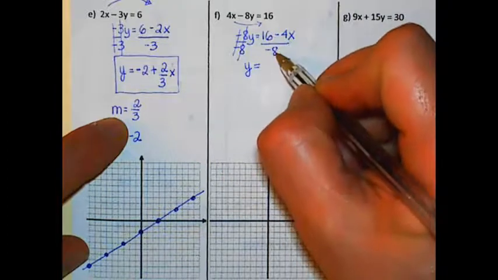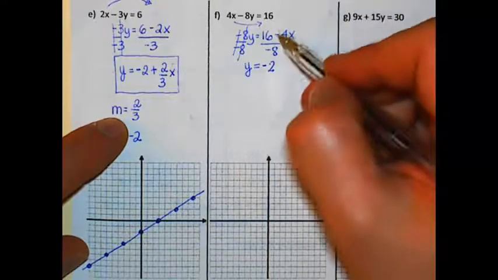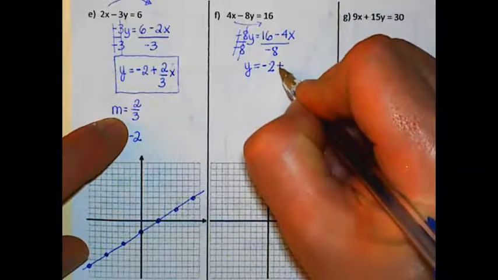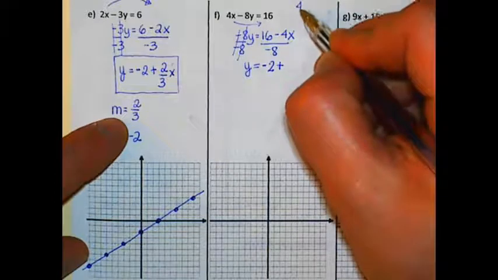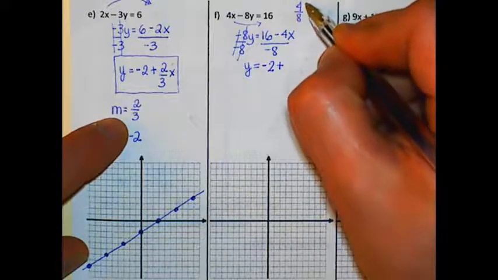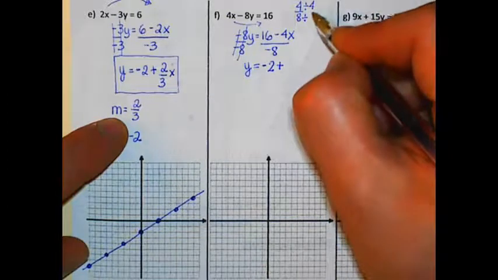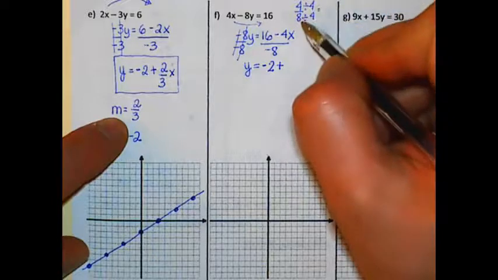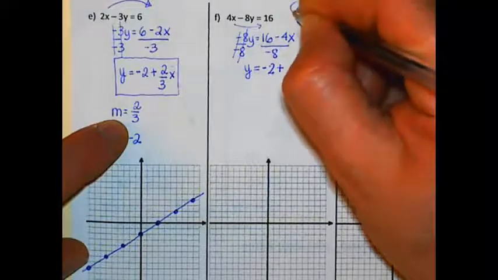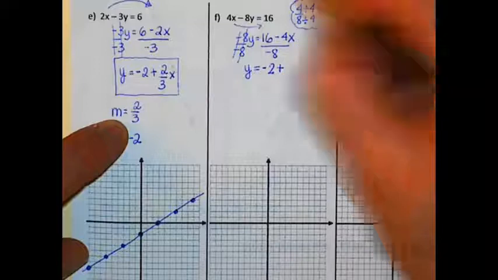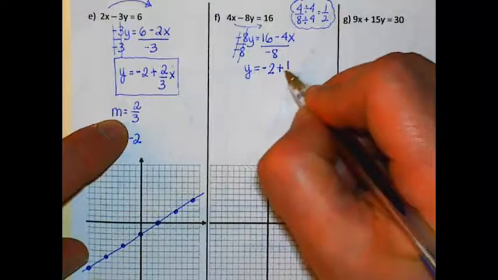Positive 16 divided by negative 8 will be negative 2. And a negative divided by a negative is a positive. And can I divide 4 by 8? No, I cannot. But can I reduce this fraction? Is there a number that divides 4 and also divides 8? And that number is 4. So in other words, I can reduce this fraction, 4/8, into 1 over 2. Okay, so right here, instead of writing 4/8, I'm going to write 1 over 2.